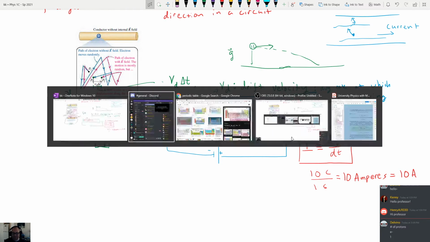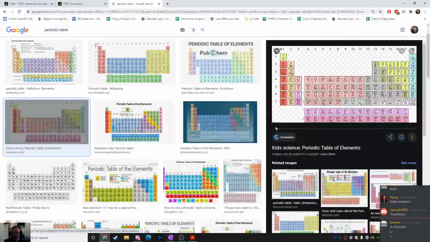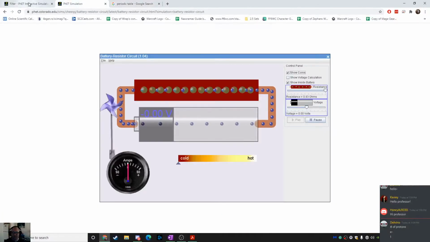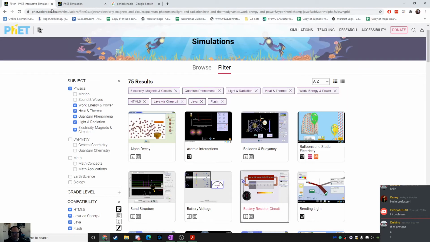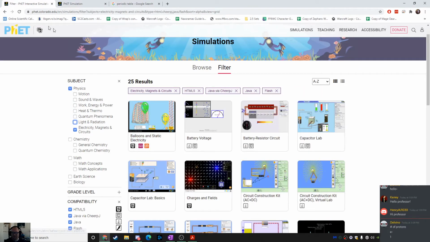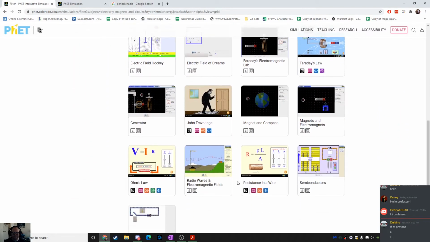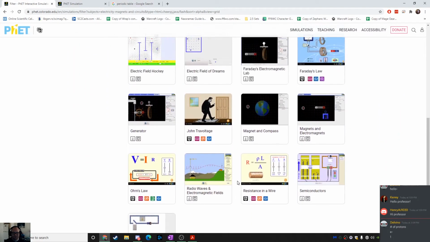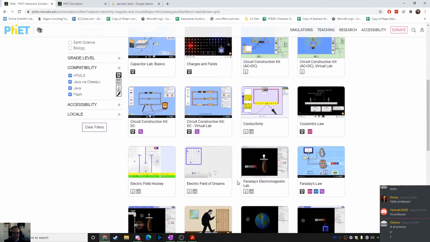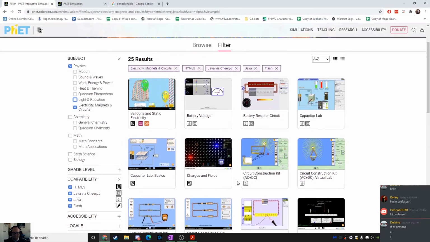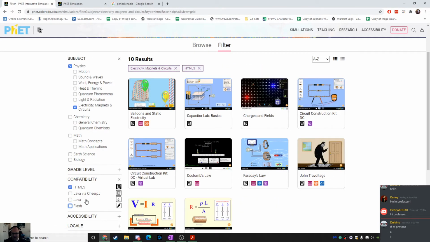Maybe before we do that, I'm going to show you this simulation that I pulled up here. Again, if you want to find these things, this is from the PhET website. Let's see if I can show you exactly where I found this one. Oh, it's right here, Battery Resistor Circuit. This is the one. By default, it wasn't there though. This is what I got when I searched. By default it puts this HTML5 thing down.